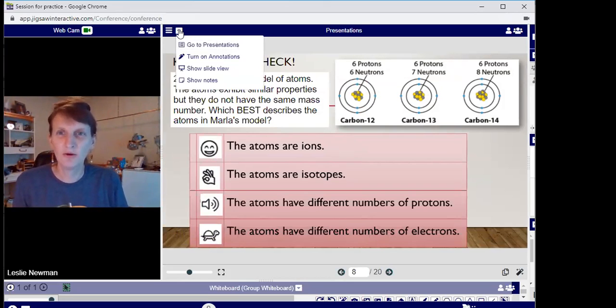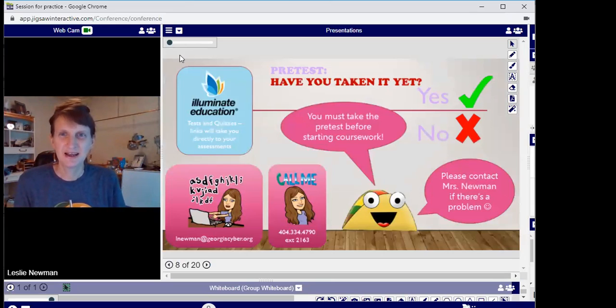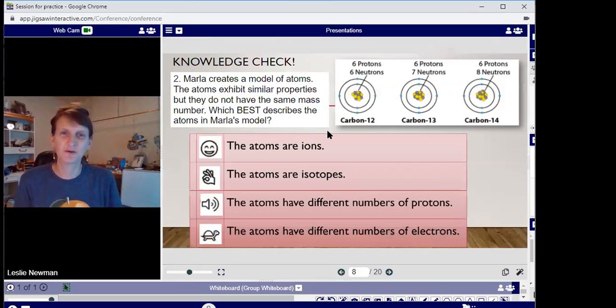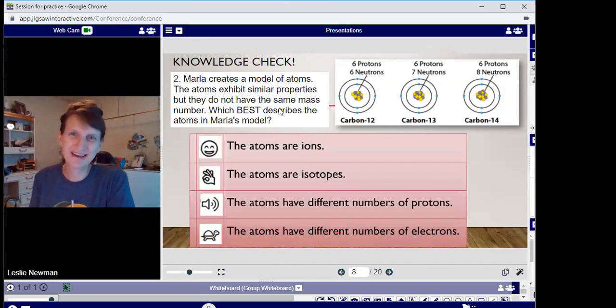All right, so now I'm going to go over the answer. I'm going to cross my fingers that annotation works. And no, the annotation is not going to work on this one. It didn't work on this slide all week. So it basically is saying, look at the models, right? Here's my little pointer. These atoms exhibit similar properties. They do not have the same mass, and this is their mass here. Carbon 14 is the mass number, 13 is the mass number, and 12 is the mass number.